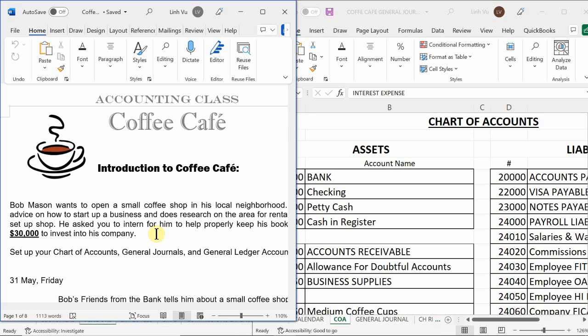With that, one thing that you need to know is Bob has $30,000 that he wants to invest into his company. So let's take a look at the very, very first one. We're going to be setting up our chart of accounts and the general journal and the general ledger accounts, which I've already done for you.